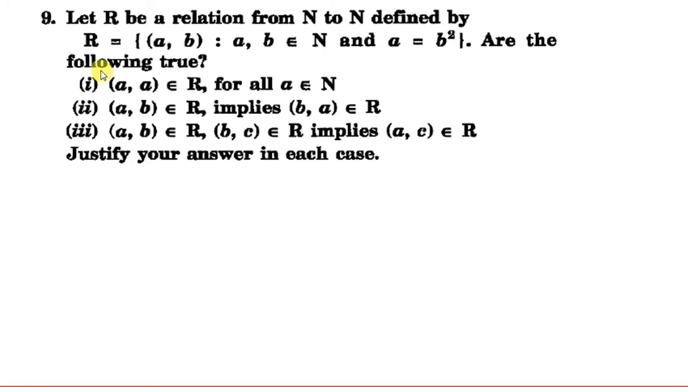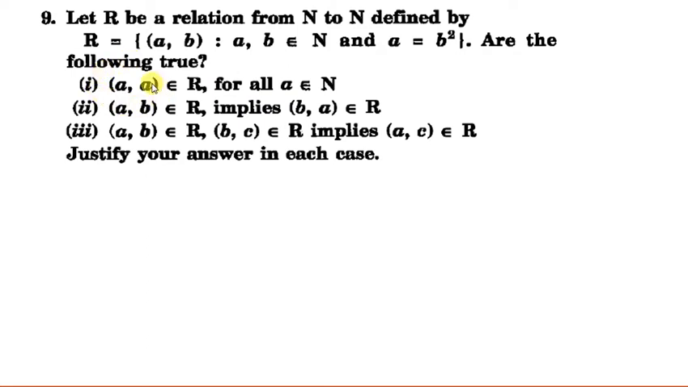This is the next question. R is a relation from N to N defined by R equal to {(a, b) such that a is equal to b square}, meaning the first element is the square of the second. We have to see whether these three statements are true or not. The first statement is (a, a) belongs to R.